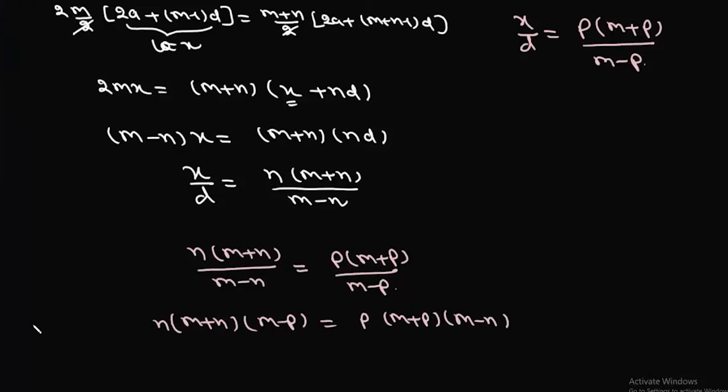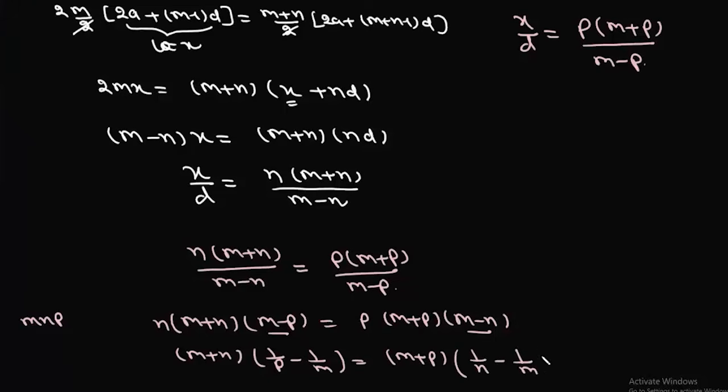Now we'll divide everything by m and p, and we'll divide it with these two terms. So we'll write (m plus n). Now this n will cancel and it will be 1 upon p minus 1 upon m, and here will be this (m plus p), and it will be 1 upon n minus 1 upon m, which is what we need to prove in this question.